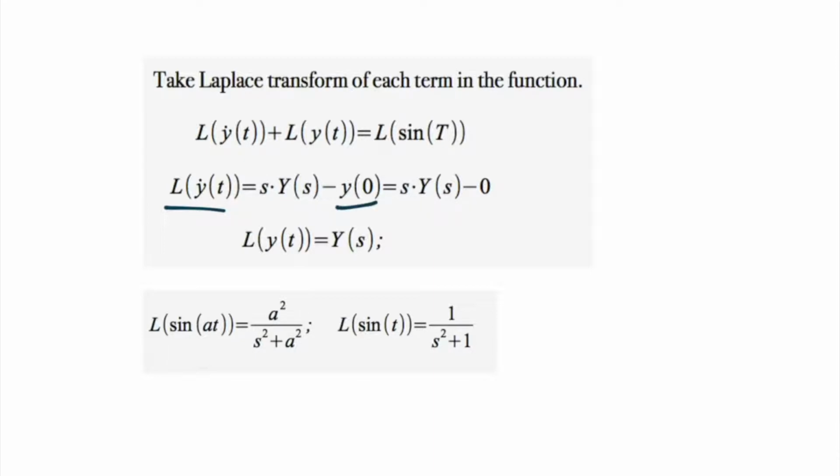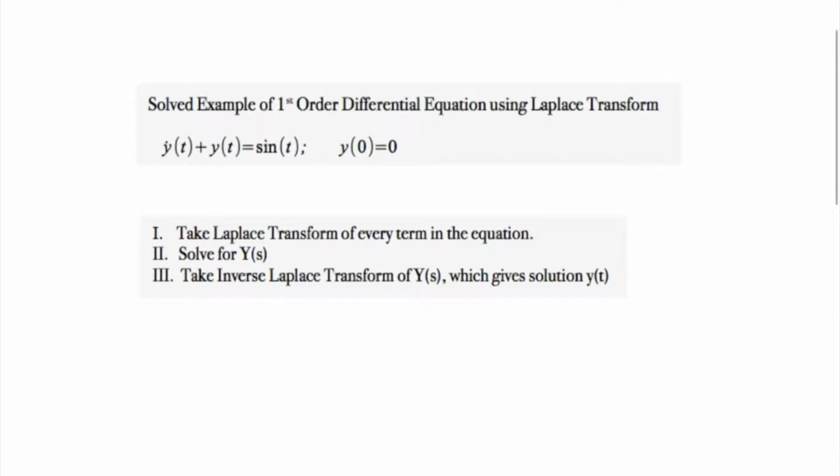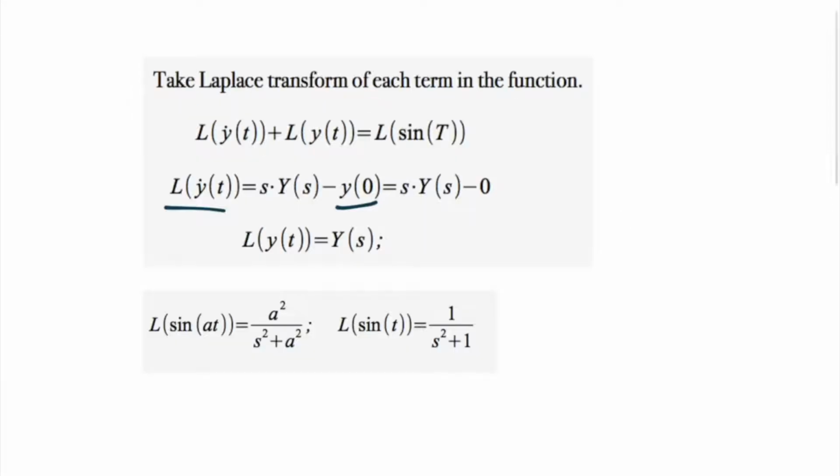What is y of 0? That's our initial condition, which is given here. It says y of 0 equals 0. That just sort of keeps it simple. So the Laplace transform of y prime will just be s times Y of s. And just a clarification, I wrote a capital T there for sine. It should be lowercase, so not a huge deal.